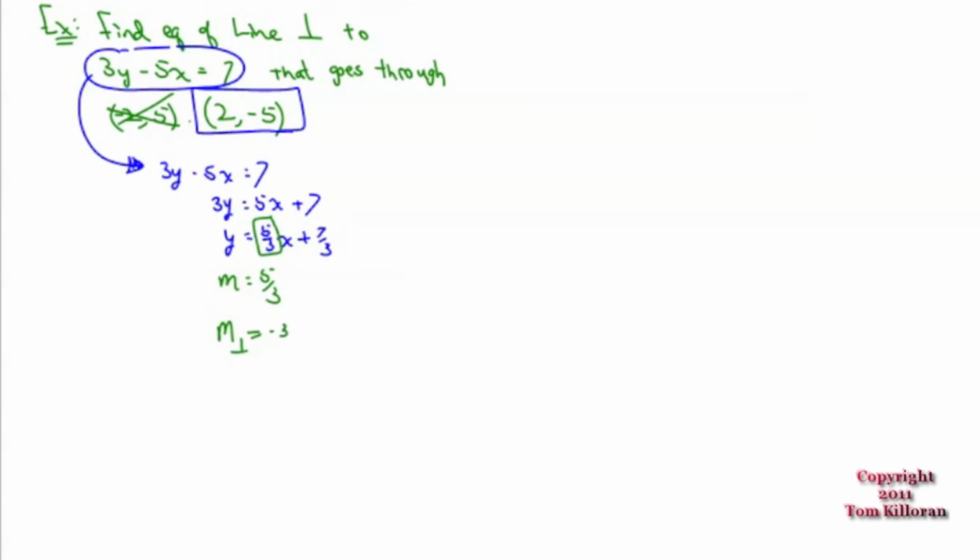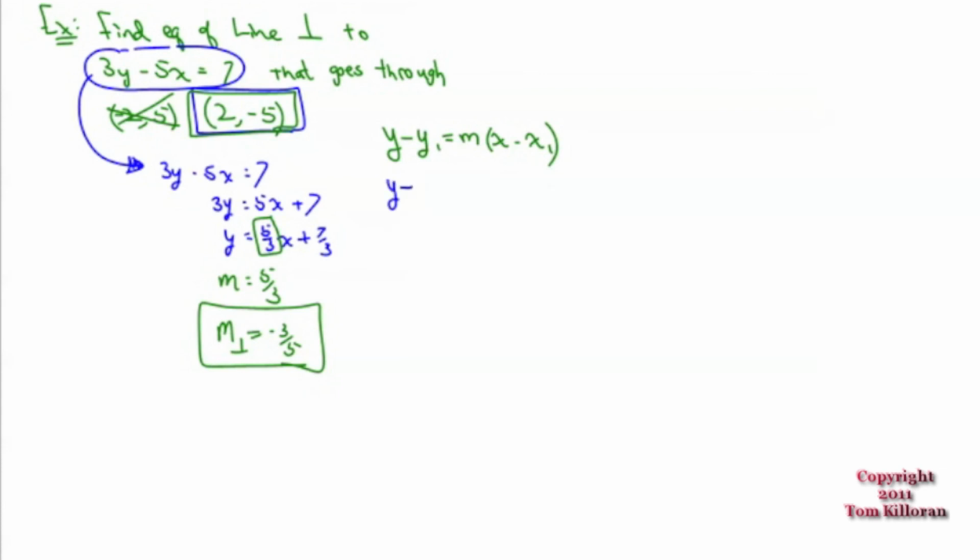Negative 3/5. So now I have a slope that I have to use, and this point up here that I have to use. And now we can find the equation. y minus y sub 1 equals m times x minus x sub 1. And plug in all your information. Do I plug in anything in for y? This y? No, leave it alone.